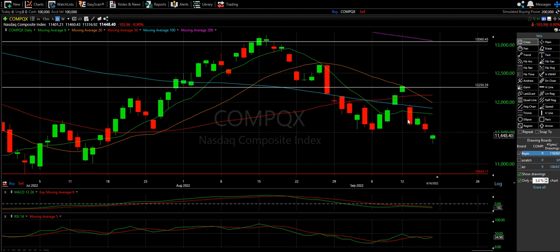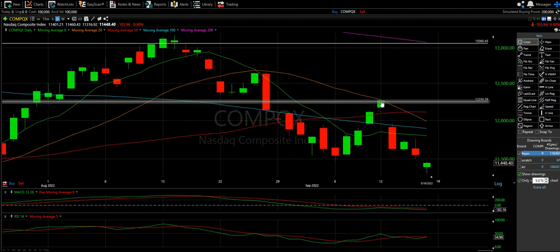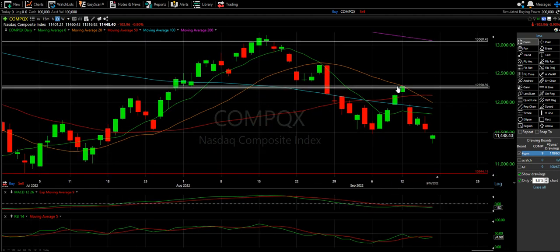4 days. Not only that, there was actually a good 4-day run, and it just got rejected right here. The 20, almost to the penny on the 20. You can even see a little wick came into the 20. So it actually closed right under the 20. And then this 1225 line that, again, I manually drew.